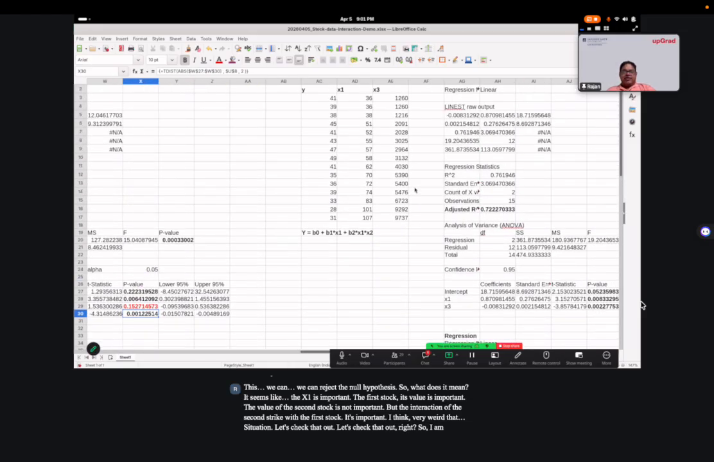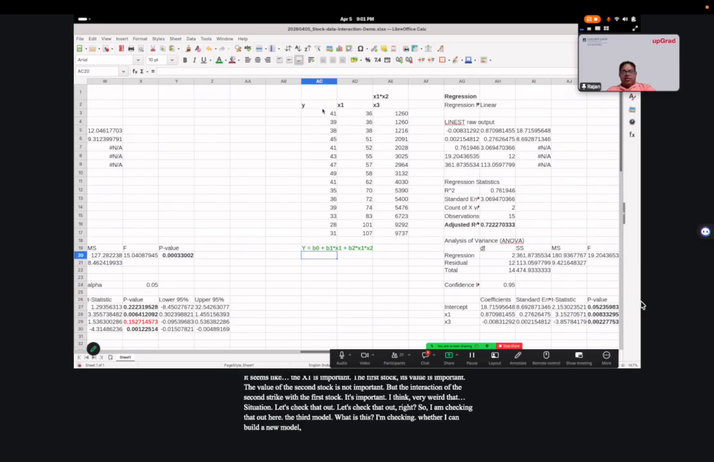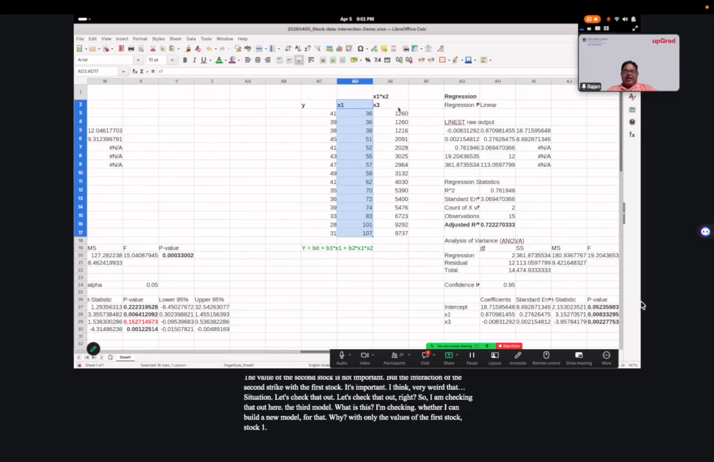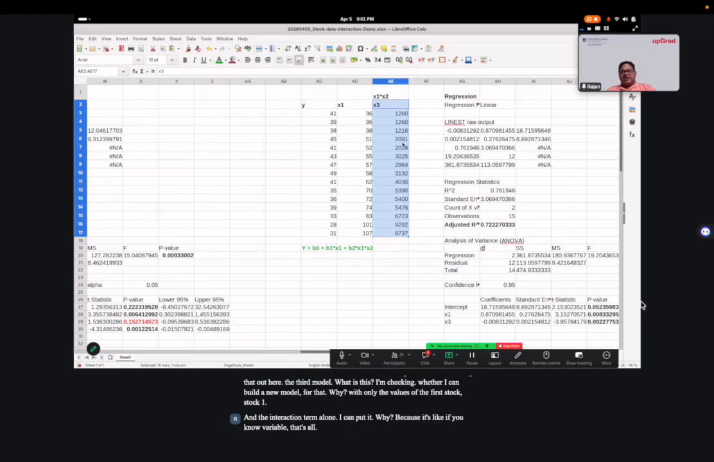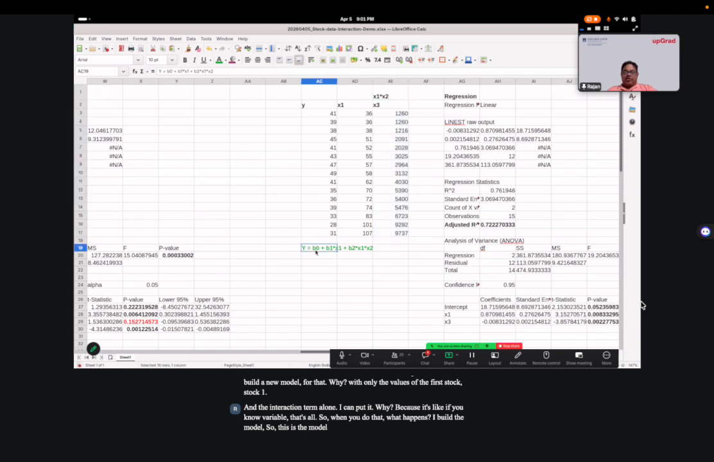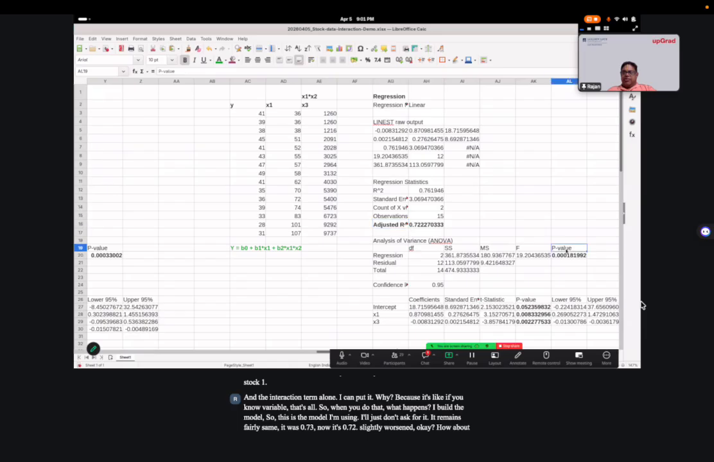So I am checking that out here, the third model. I'm checking whether I can build a new model for y with only the values of the first stock, stock 1, and the interaction term alone. I can do that. Why? Because it's like a new variable, that's all. Right? So when I do that, what happens? I build the model. So this is the model I'm using. Adjusted R squared remains fairly the same. It was 0.75, now it's 0.72, slightly worsened. Okay. How about the F statistic? This is still awesome.